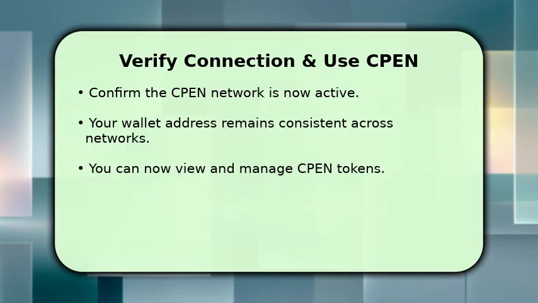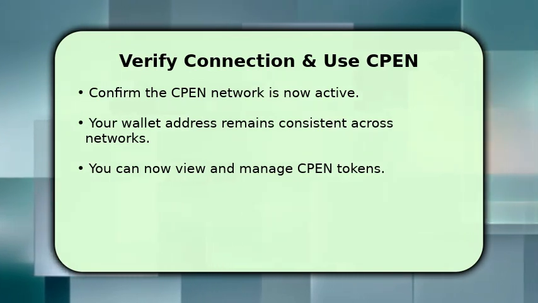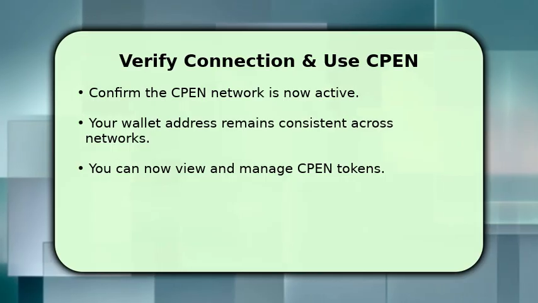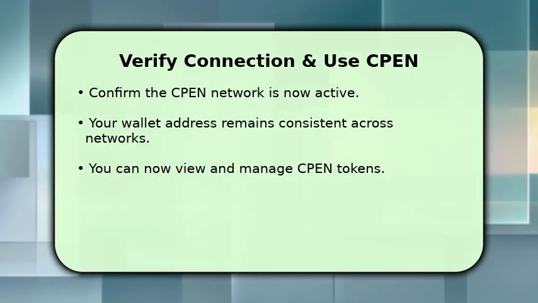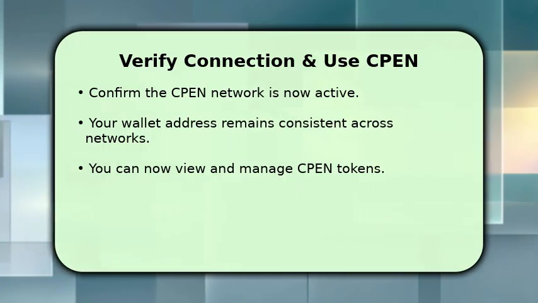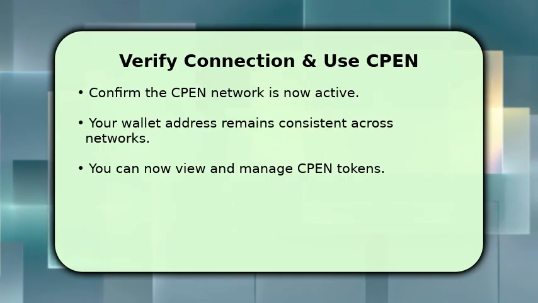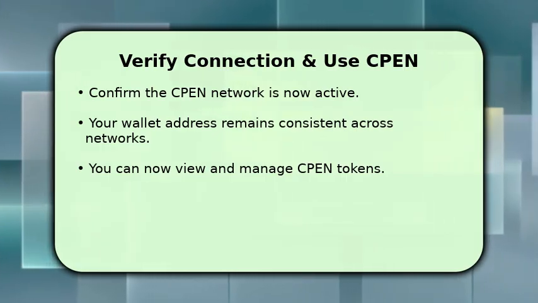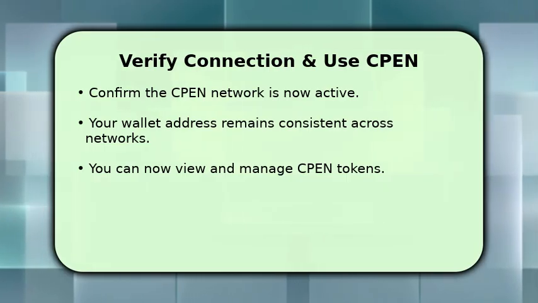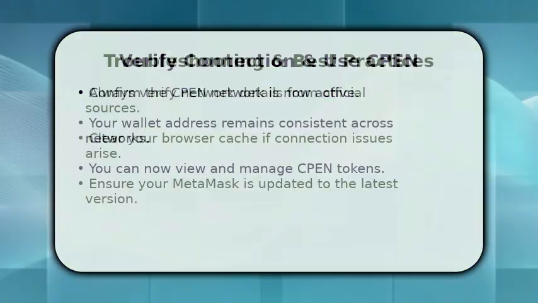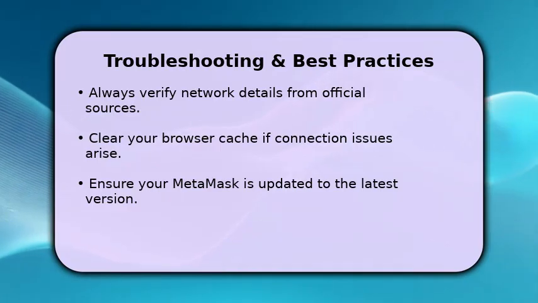Once you have entered all the details, save the network. You should now see Cpen listed in your network drop-down menu. Select it to switch to the Cpen network. Your existing wallet address will remain the same, but you will now be operating on the Cpen blockchain. You can then import any Cpen-specific tokens you hold by adding their contract addresses, allowing you to view and manage them directly within MetaMask.